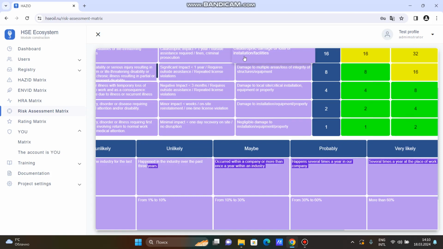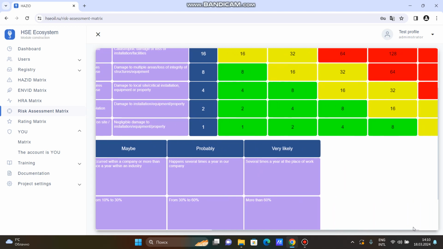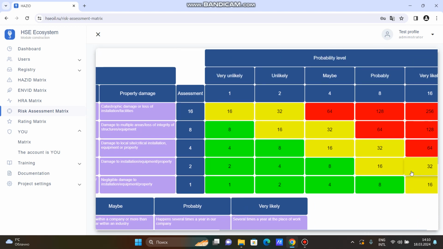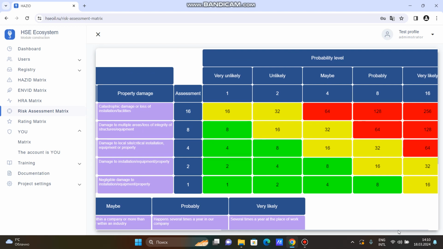Now it's time to have a look at the next module, hazards identification matrix. What does it look like? First of all, it's a classic 5x5 hazards identification matrix. Why is it called so? Because it has 5 columns and 5 lines.